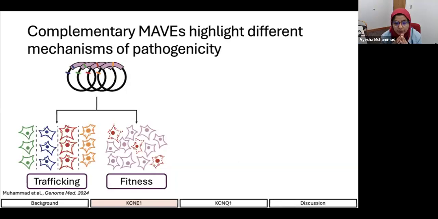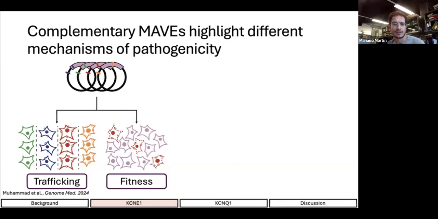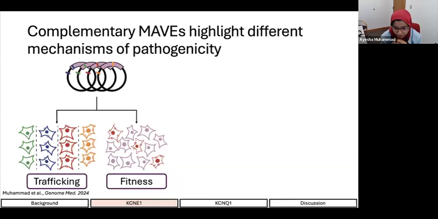Just to make sure that I understand the question completely, you're talking about a variant that has an increased or normal trafficking score, but a decreased function score. Is that correct? No, I think I saw that some of the variants would have an increase in trafficking, but a wild-type-like function score. Ah, I see what you're saying. Something like that. Yeah.